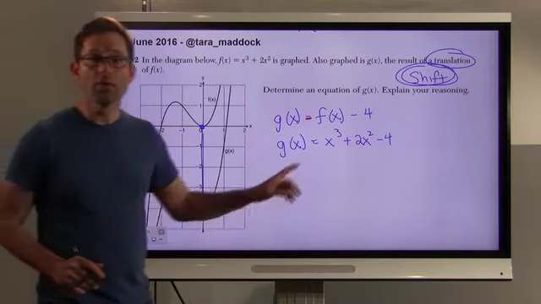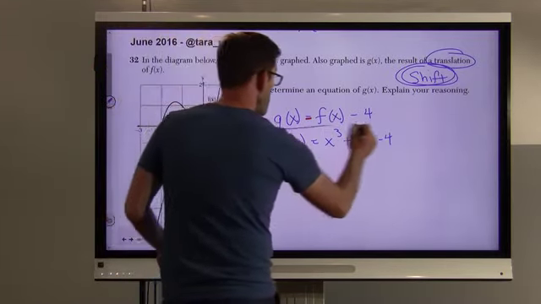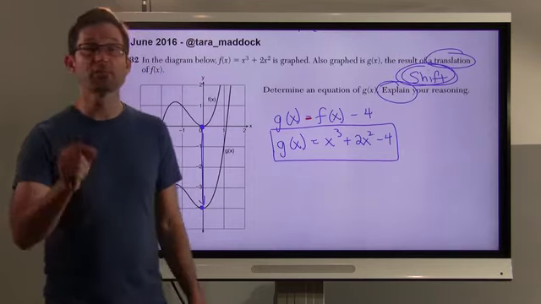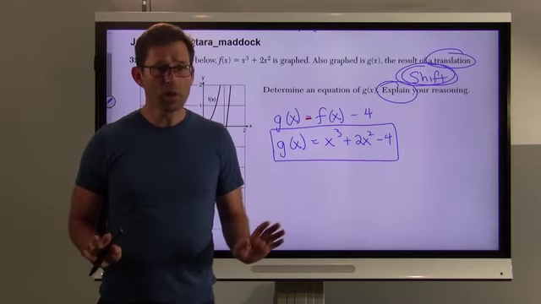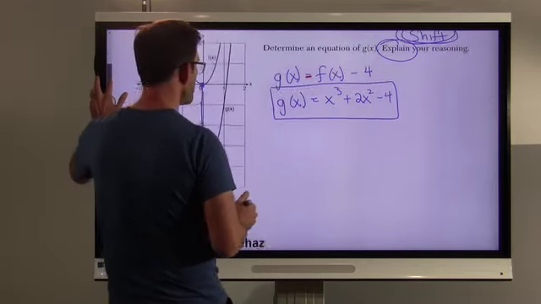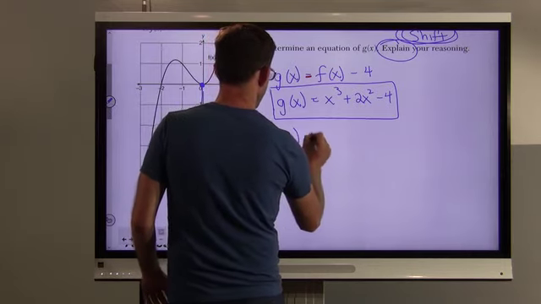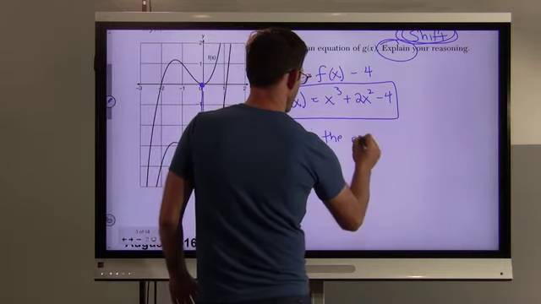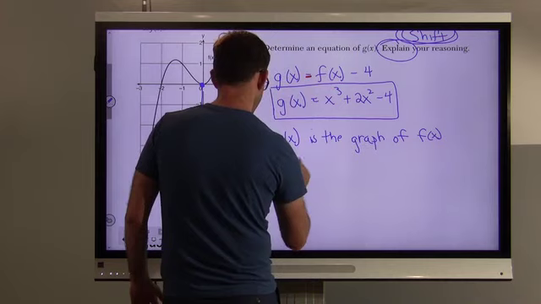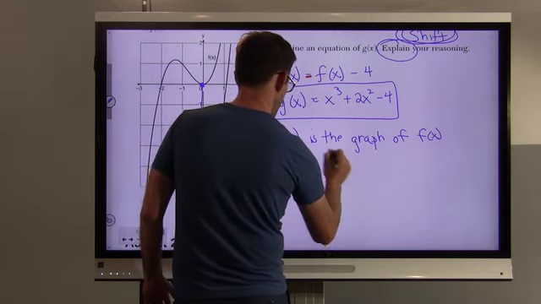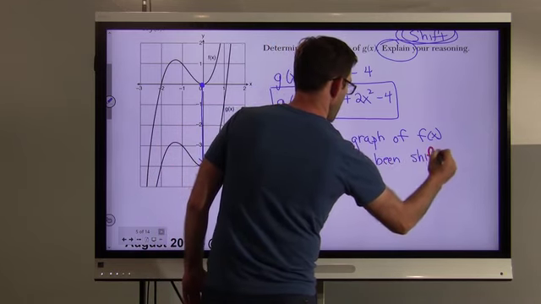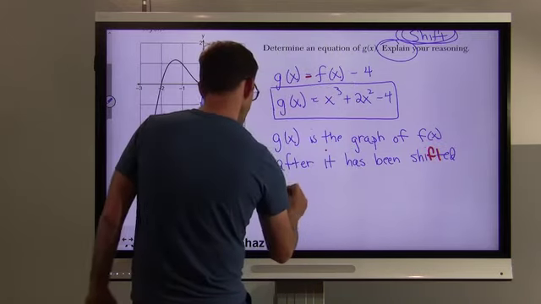All right? Now, this is the answer, but if all we do is write that down, we won't get full credit because it tells us that we must explain our reasoning. You don't have to do a lot here. You don't have to get into a paragraph or anything else. All you have to say is something like this. g of x is the graph of f of x after it has been shifted 4 units down.